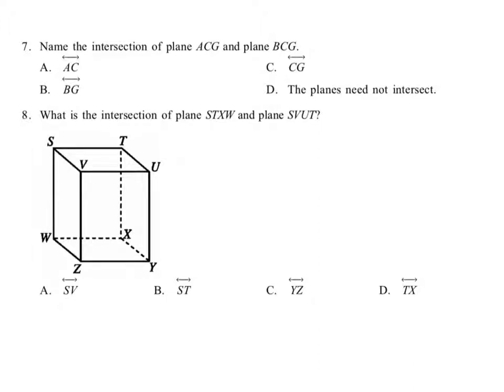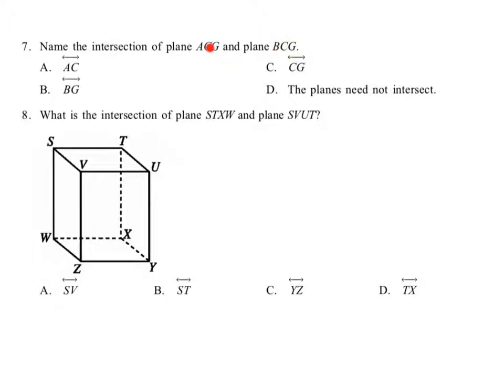So how do you name a line? You name it with two unique points. So if we look at number 7 and we see the names, we see that both of them contain point C and point G. That means point C is somewhere on plane ACG and point C is somewhere on plane BCG. Now, because both of them contain G, we know that G is on the first plane, plane ACG, and G is also on this plane, BCG.